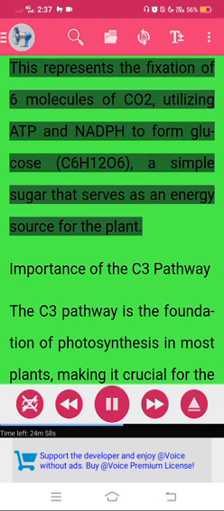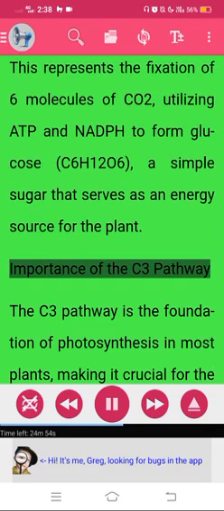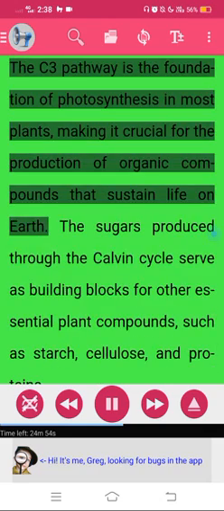This represents the fixation of 6 molecules of CO2 utilizing ATP and NADPH to form glucose, C6H12O6, a simple sugar that serves as an energy source for the plant. Importance of the C3 pathway. The C3 pathway is the foundation of photosynthesis in most plants, making it crucial for the production of organic compounds that sustain life on Earth.